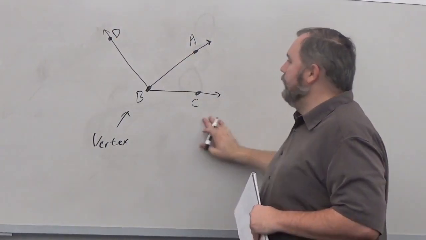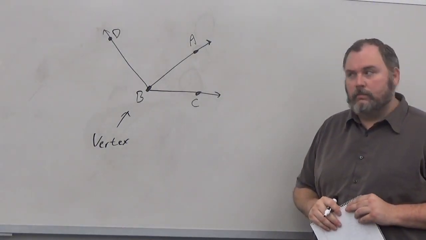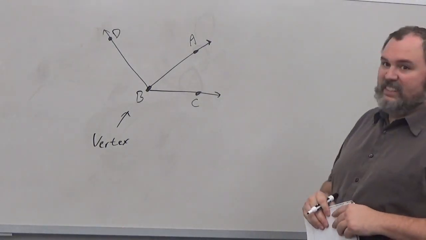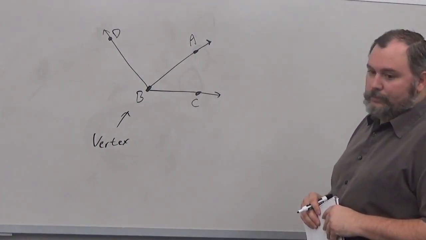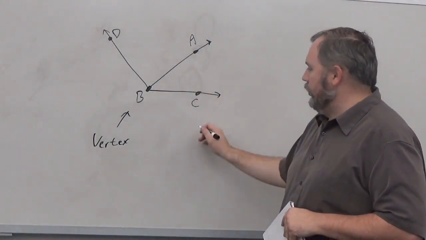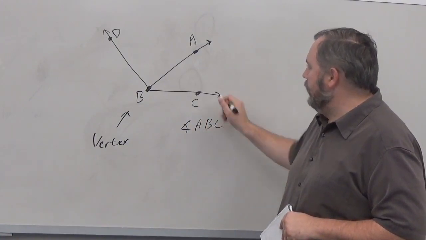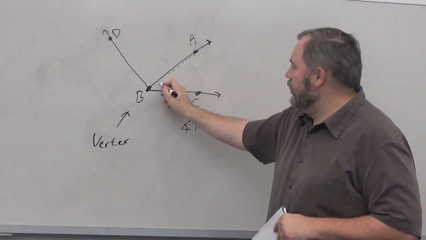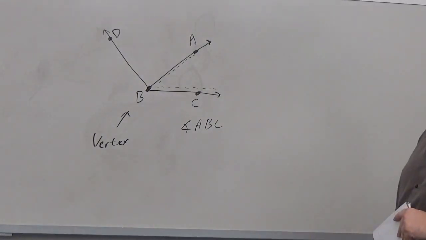I'm going to erase that. So my question to you is, how many angles do you see? Well, you might see 2, you might see 1, but let's look at it. All right, so first one. We know that this one and this one are at point B. So we can say angle ABC, from here to here. That's an angle.